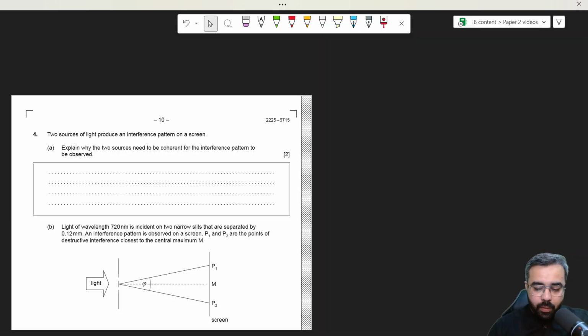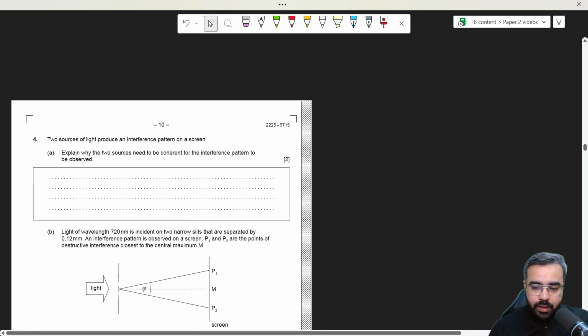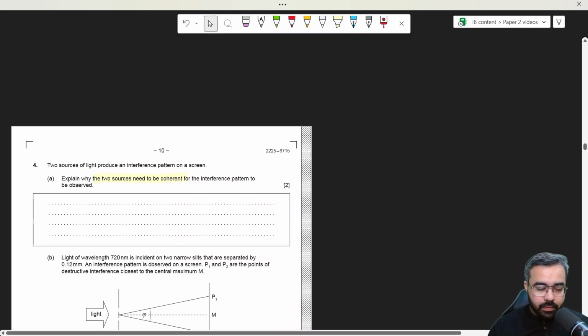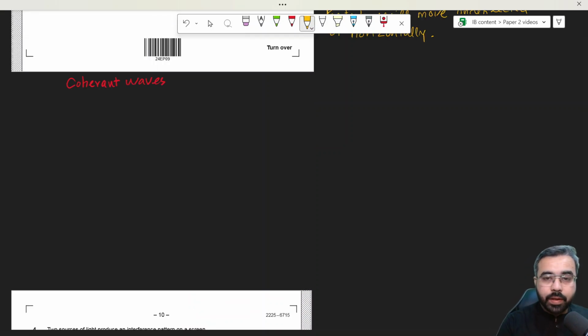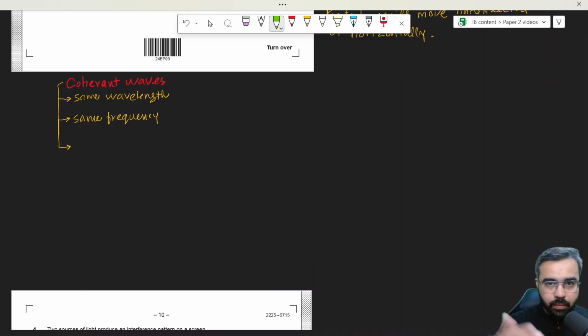So, in this question, where we will discuss the double slit interference pattern, first of all, we will discuss why the two sources need to be coherent. So, dear students, when we say the two waves are coherent, it basically means that those two waves should have the same wavelength, obviously same frequency. But the third one is very important, which you will usually see whenever you read the textbook. It is said that the two sources must have a constant phase difference.